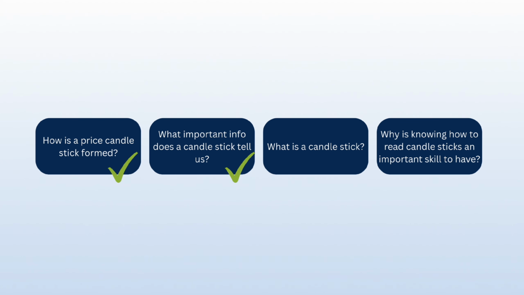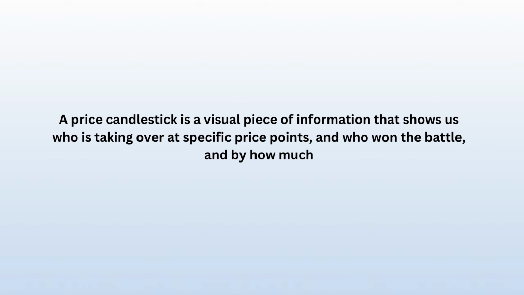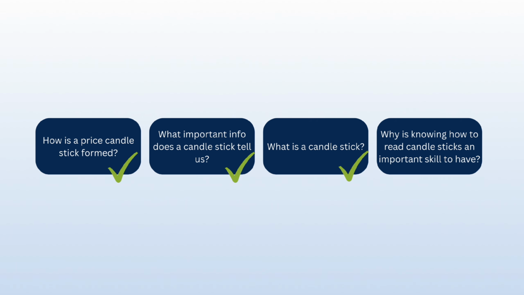And this is the very important information that candlesticks tell us, which means that we have answered the second question, which also means that we are now better equipped to jump to the third question, which is, then what is a candlestick? A price candlestick is nothing more than a visual piece of information that shows us who is taking over at specific price points. Bears or bulls, sellers or buyers, supply or demand, and who won the battle and by how much. And that's what a candlestick is.